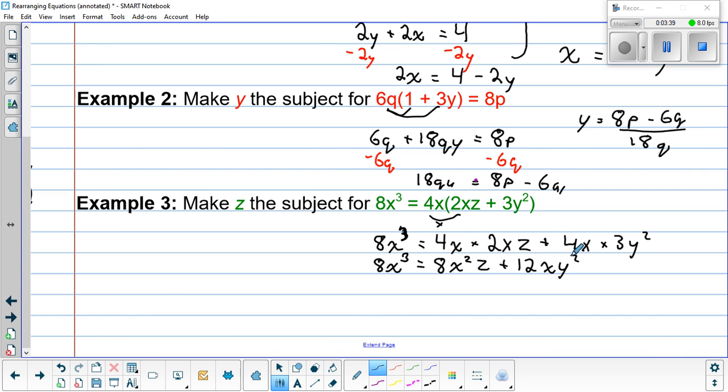We're trying to solve for our z, so we want to look at this side, right? And we have to subtract off this 12xy squared. So minus 12xy squared. So here we have 8x cubed minus 12xy squared equals 8x squared z. Now, I just noticed something right now, that all my terms have an x in them.